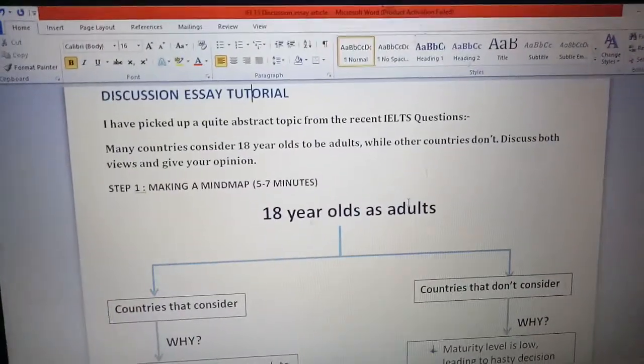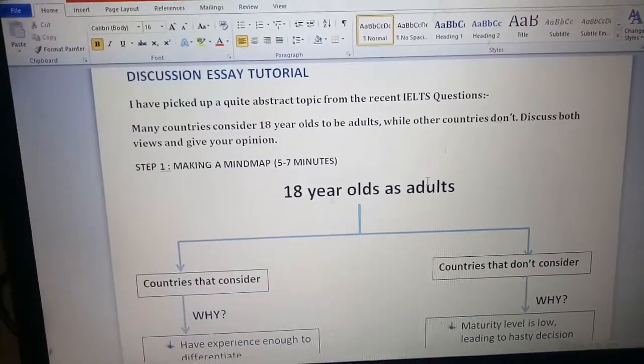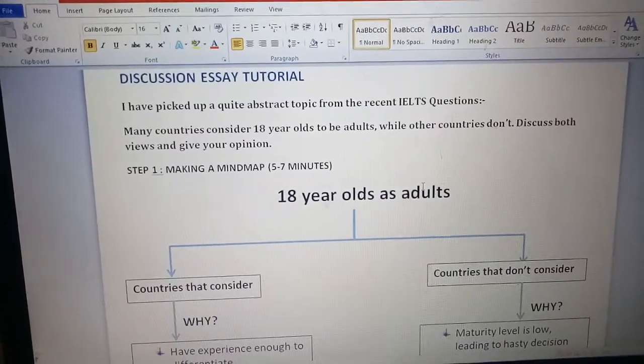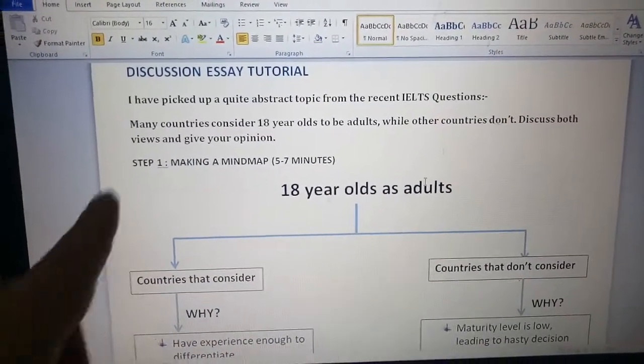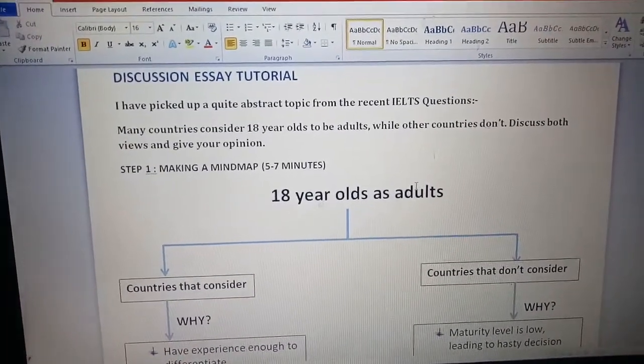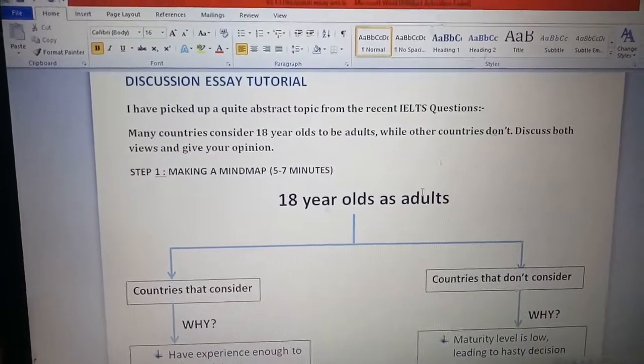So the topic which I have picked up for this tutorial is a bit abstract, and I picked it up from the internet. It was a recent IELTS question. Many countries consider 18-year-olds to be adults while other countries don't. Discuss both views and give your opinion.